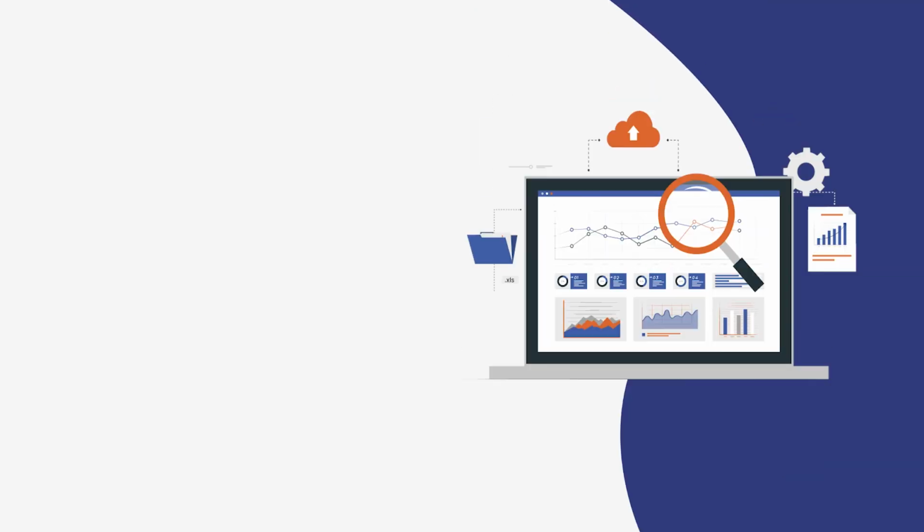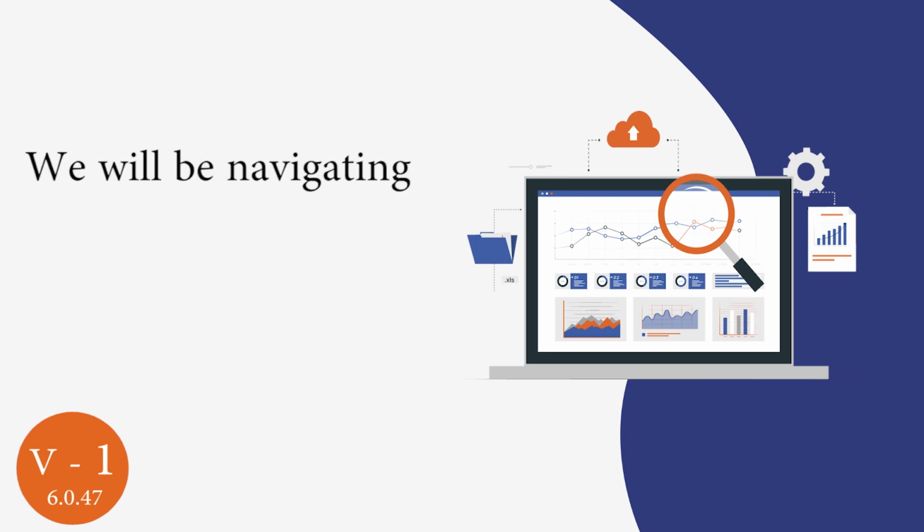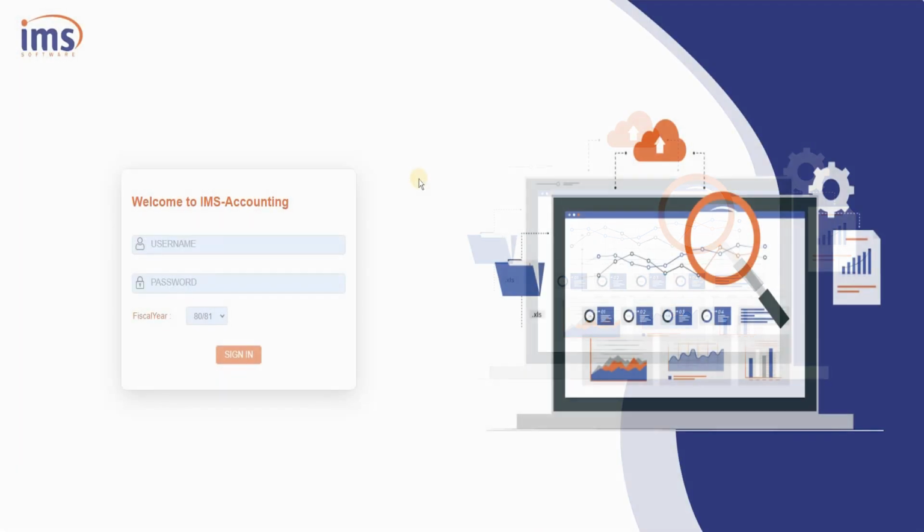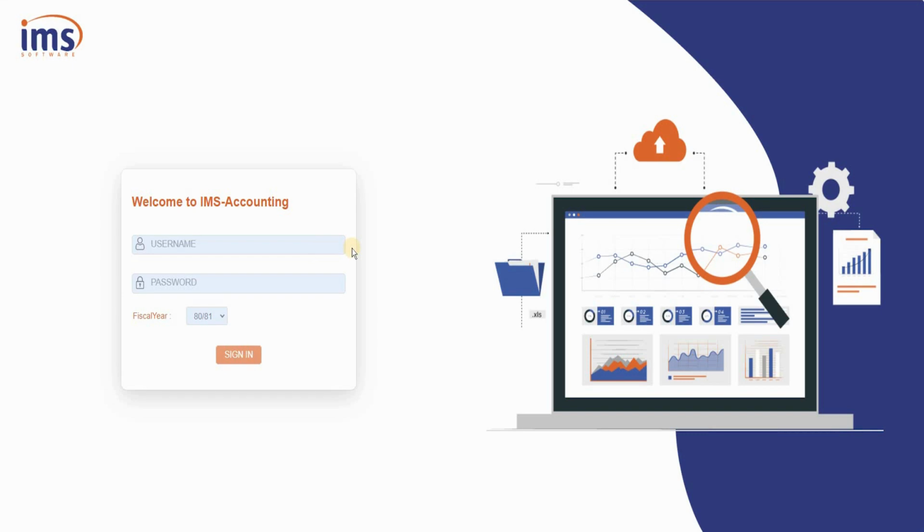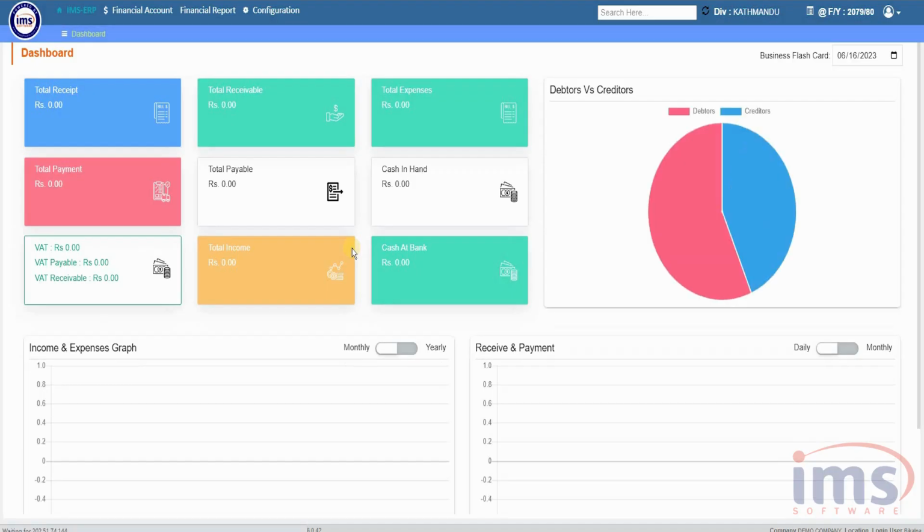Welcome everyone. In this tutorial we will be navigating basic menus in web accounting. Initially visit the login page, and use the IMS software provided username and password to sign in. Once you've successfully logged in, you'll be directed to the main screen of IMS software. This is where you can view different menus of the application.